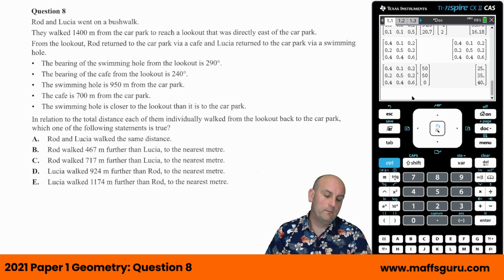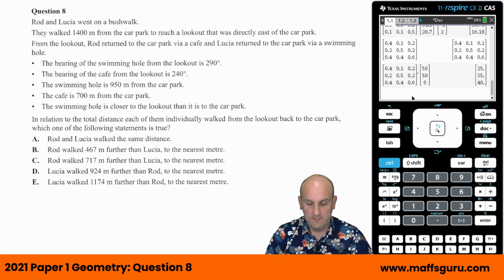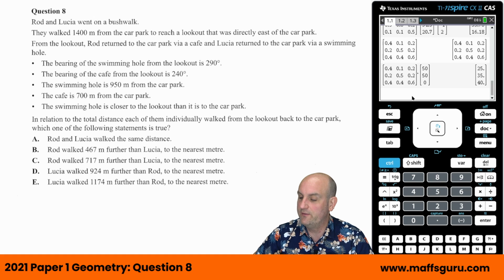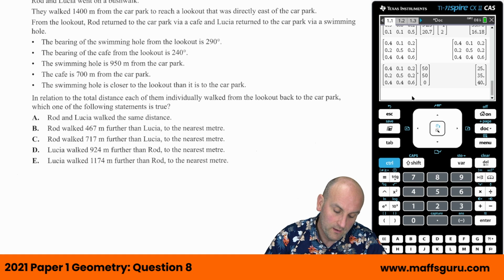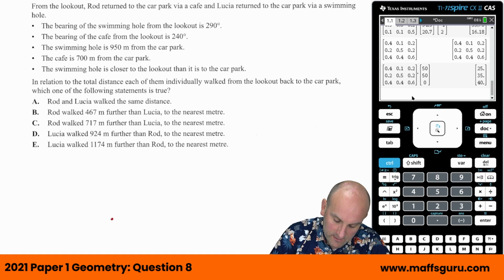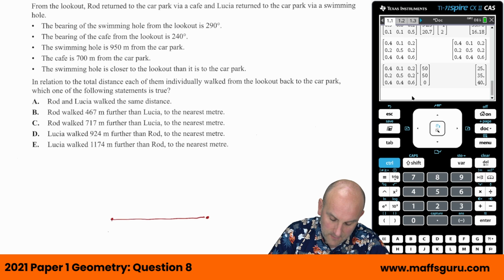Rod and Lucia went on a bushwalk. They walked 1,400 meters from the car park to reach a lookout before... Anyway, this was a long question, so let's work this one out together. Let's draw my diagram first. There's my diagram. I've got my car park and my lookout.